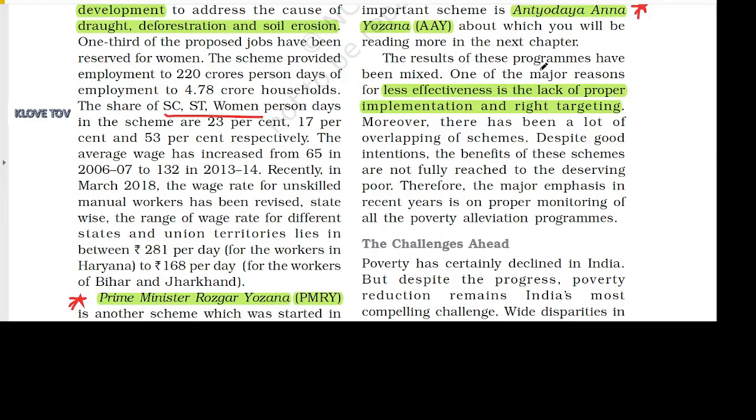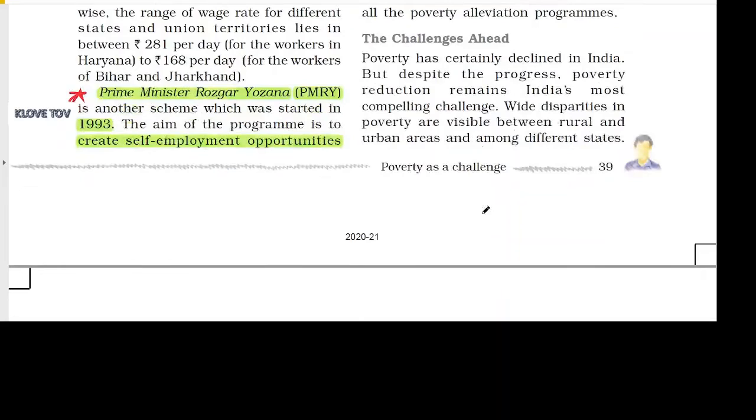The results of these programs have been mixed. One of the major reasons for less effectiveness is the lack of proper implementation and right targeting. Moreover, there has been a lot of overlapping of schemes. Despite good intentions, the benefits of these schemes have not fully reached the deserving poor. Therefore, the major emphasis in recent years is on proper monitoring of all the poverty alleviation programs.